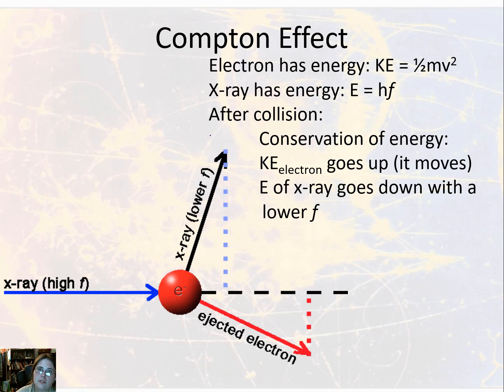So first of all, the Compton effect says that an electron has energy, which is KE, the kinetic energy, 1/2 mv squared, which you know. And an X-ray has energy: E equals Planck's constant times frequency. After the collision, due to the conservation of energy, the kinetic energy of the electron goes up and the X-ray goes down with a lower frequency.